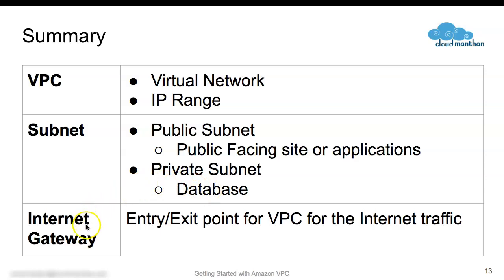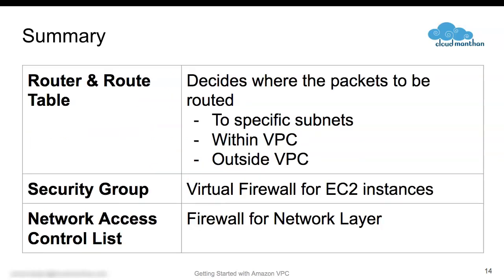We also saw internet gateway. Internet gateway is nothing but the entry and exit point for the VPC for internet traffic. Without internet gateway, no internet traffic will reach your EC2 instance. We also looked at route table and router. So the route table decides where the packets are to be routed, whether to a specific subnet, within the VPC or outside the VPC.